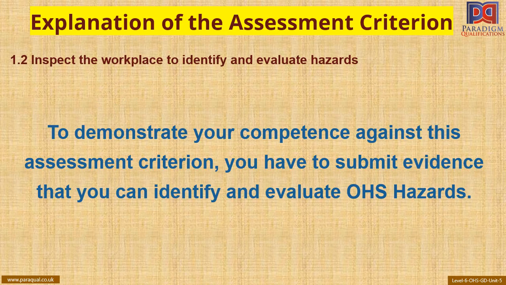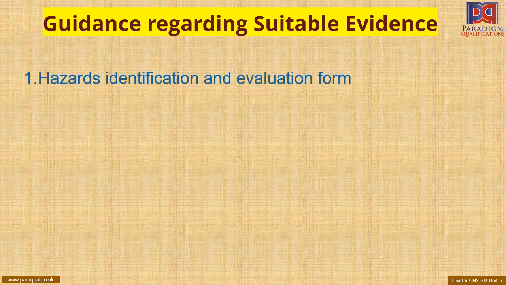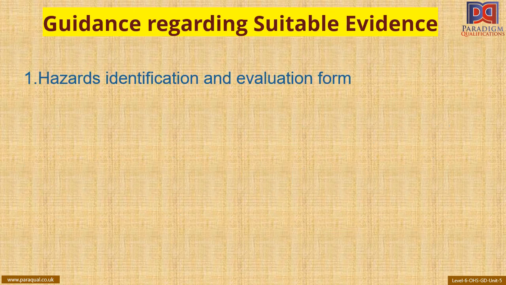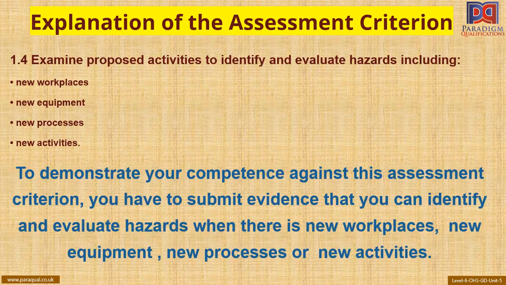1.2 Inspect the workplace to identify and evaluate hazards. You have to submit evidence that you can identify and evaluate the OHS hazards based on their significance. You can submit hazard identification and evaluation form records. 1.3 Evaluate hazards through observations of work activities. You have to submit evidence that you can evaluate the hazards by observing the work activities of the employees. You can demonstrate your competence by submitting a hazard identification and evaluation form.